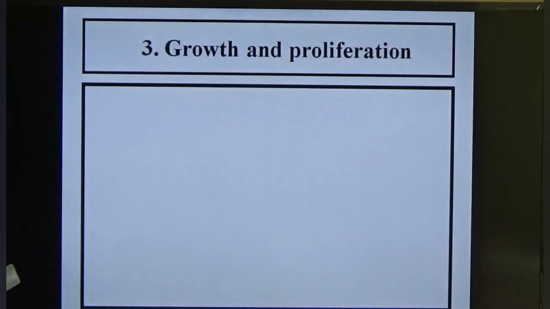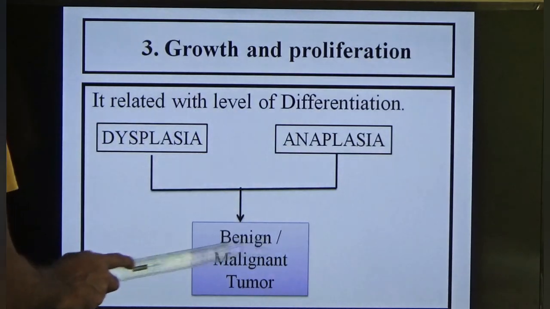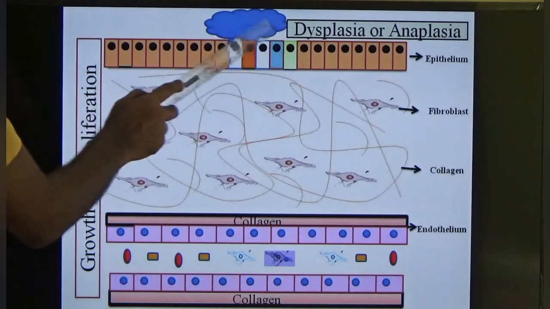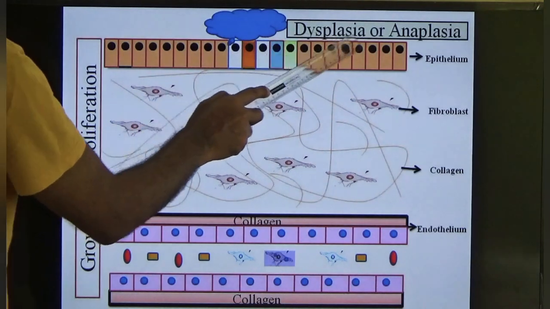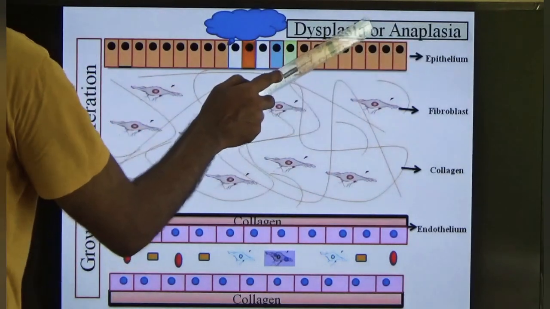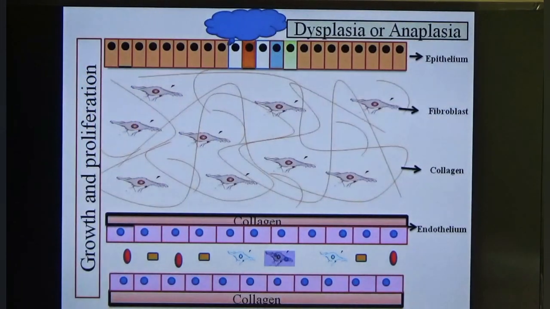The third one is growth and proliferation. Once there is a level of differentiation, dysplasia and anaplasia, that leads to benign and malignant tumors. Because of the cause, there is transformation of the DNA. So what happens? Dysplasia forms and anaplasia forms. If there is more dysplasia, it goes to benign, and if there is more anaplasia, it goes to malignancy.